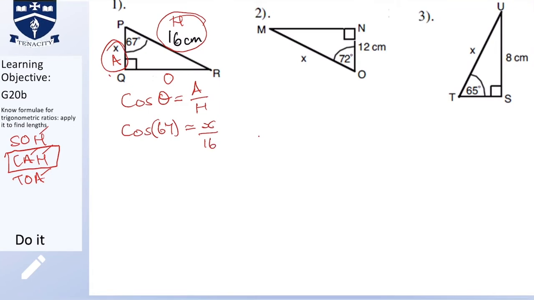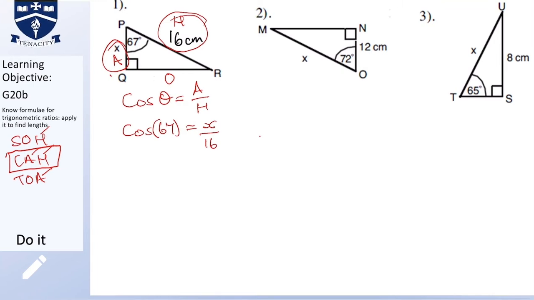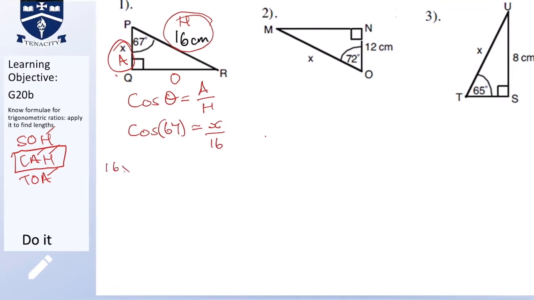Now, can we rearrange this? Well, what's the opposite of dividing by 16? It's multiplying by 16, so 16 times cos of 67 must be equal to x. Now on my calculator, I have 16 times cos of 67, I press equals and get 6.251. So at one decimal place, I've got x equals 6.3 centimeters.